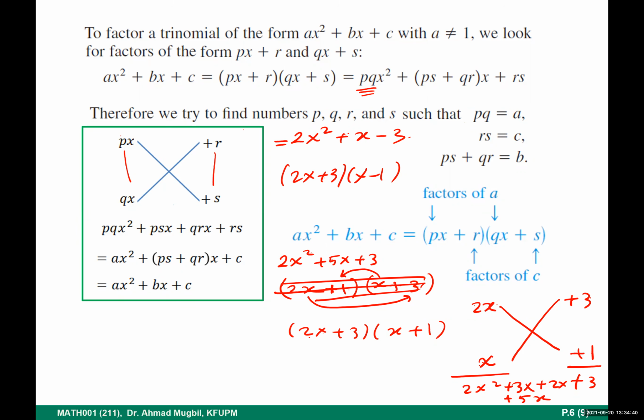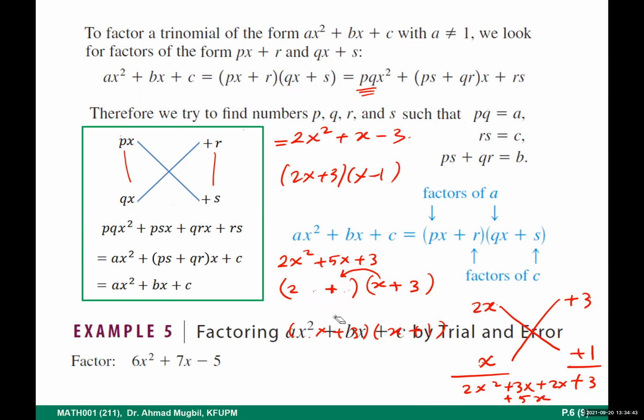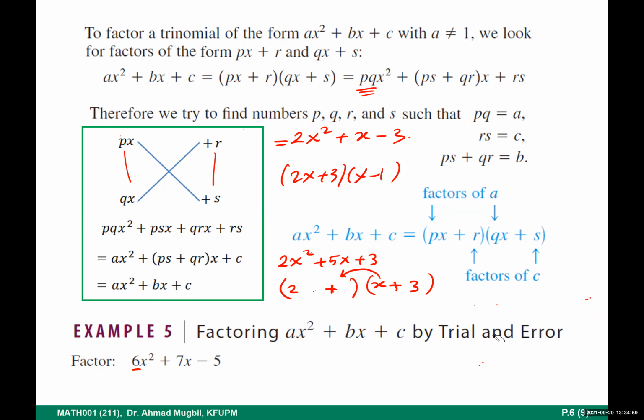Now I think you can, Shabab, solve this one. 6x squared plus 7x minus 5. Here 6 is not a prime, so there are many possibilities for 6. 6 can be what, ya Shabab? 2 times 3, 6 times 1, negative 1 times negative 6, negative 2 times negative 3. So we can use non-prime numbers. I can say 6x times x. Yes, why not? This is why it is called trial and error.